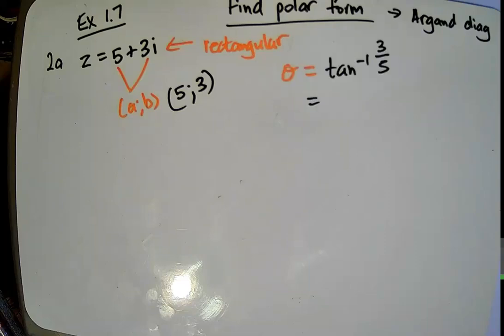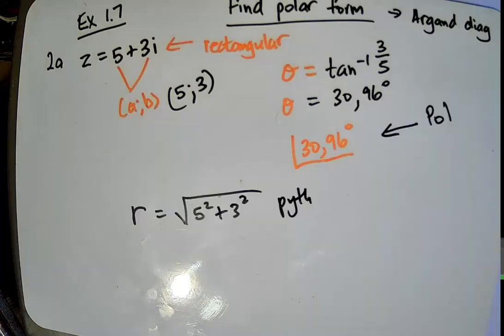So tan theta is equal to y over x. We will get an angle of 30.96 degrees. That is already our angle. Now we can find what is the modulus. The modulus is r. So r is equal to, using Pythagoras, the square root of 5 squared plus 3 squared. We now get that answer of 5.83. Writing it there, that is now polar form.